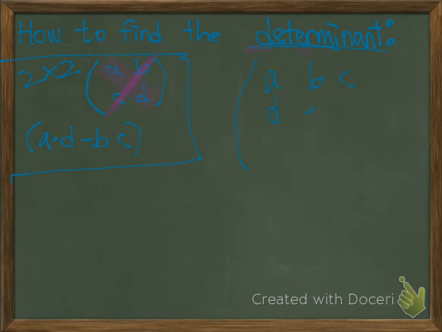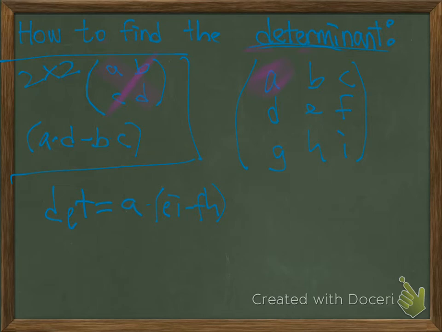Let's make the least original names for the variables as possible. There, A, B, C, D, E, F, G, H, I. What you do is called expansion by the first row. You take the first number in the first column, cover up the row and column it's in, and you're left with E, F, H, I. Then you multiply A times the determinant of that little matrix, E, I minus F, H.